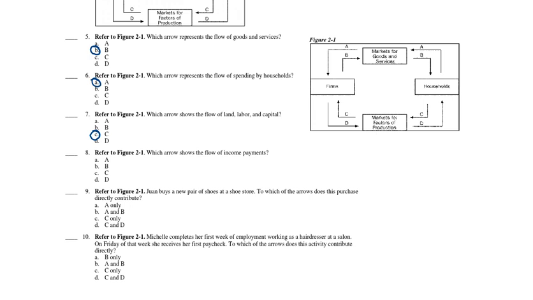And please stop me if I'm going too fast. All right. Which arrow shows the flow of income payments? Paychecks, right? Firms pay households for their services, for their labor. And dollars is the outside loop, so that is D. Firms are paying money to households in exchange for their labor.